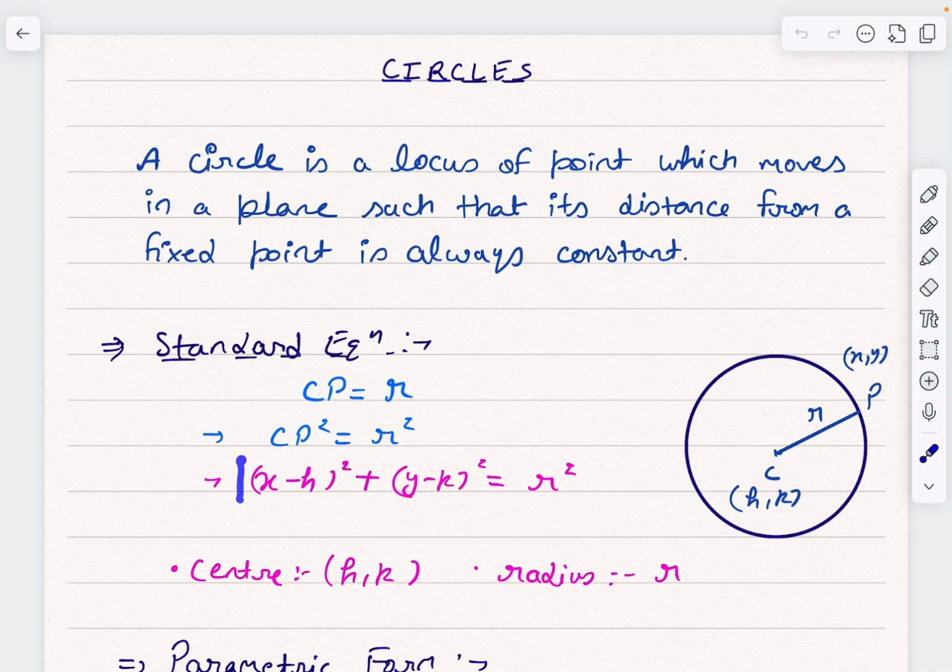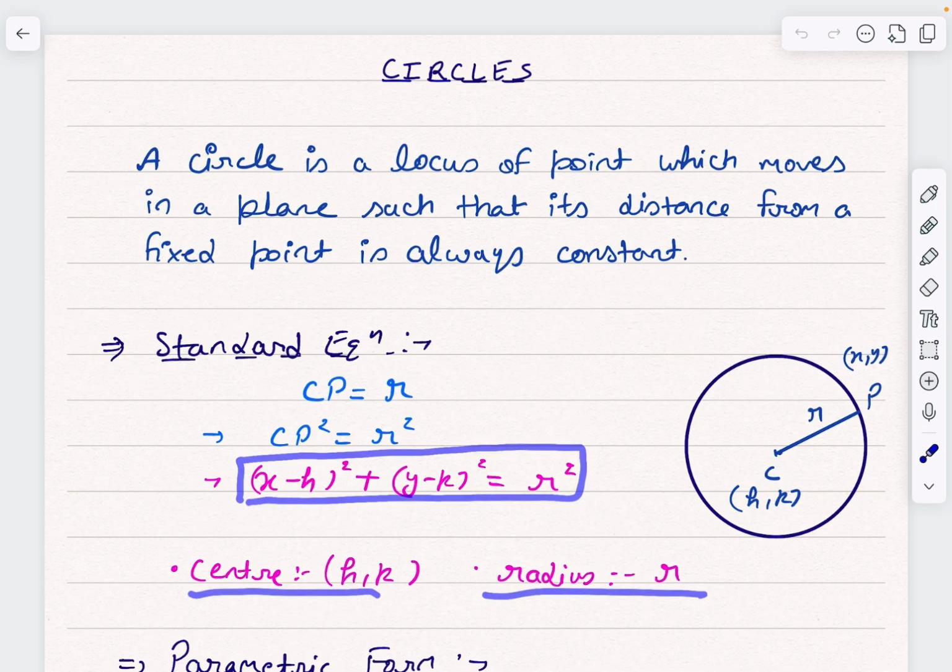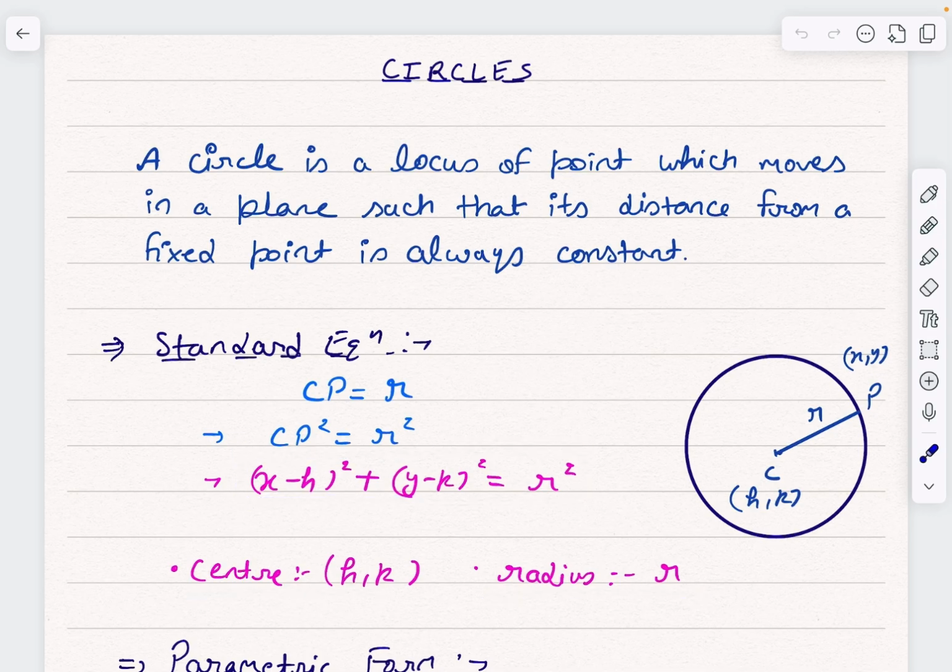So this is the standard equation of a circle. So to find the equation of a circle, we need the center and the radius. I hope it is clear, guys. Next.